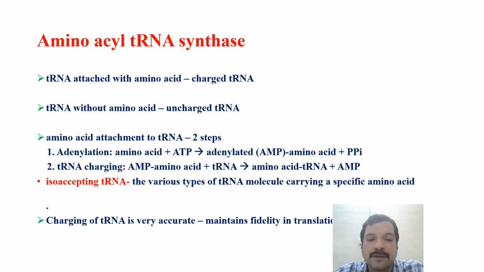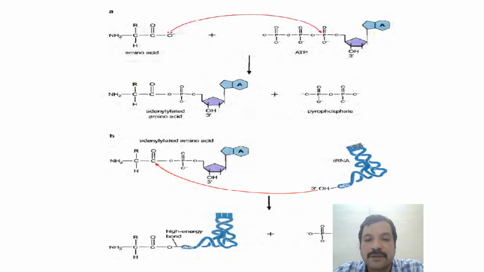Isoaccepting tRNA means the various types of tRNA molecules carrying a specific amino acid. Always remember that charging of the tRNA is very accurate. Only one particular amino acid will bind to a corresponding tRNA, and if an incorrect amino acid comes there, the proofreading activity will ensure that the amino acyl tRNA is not manufactured. So we have the biochemistry of this.